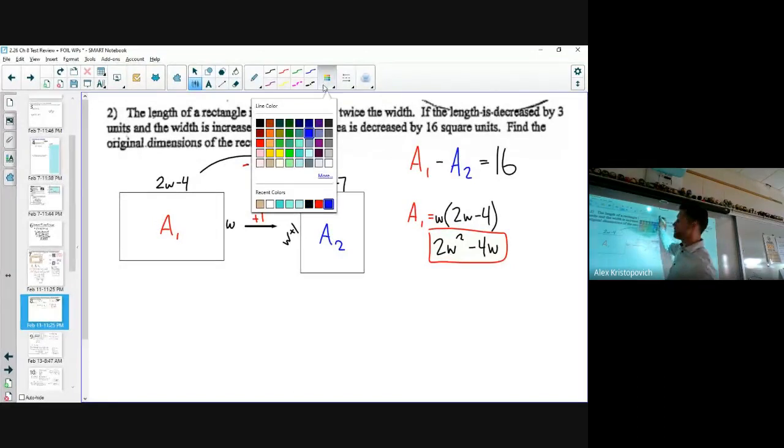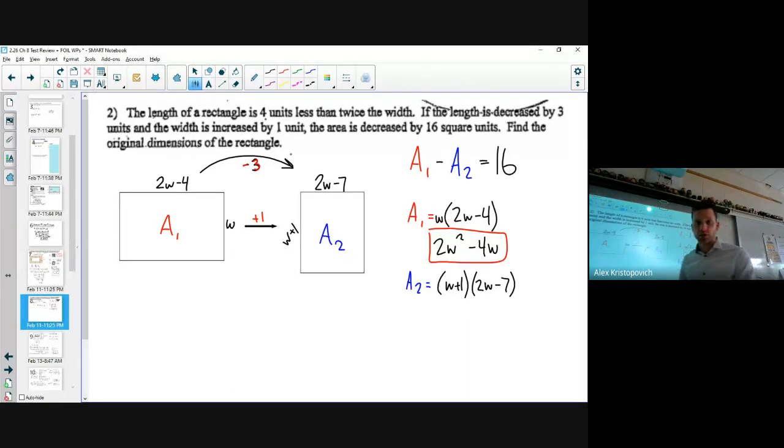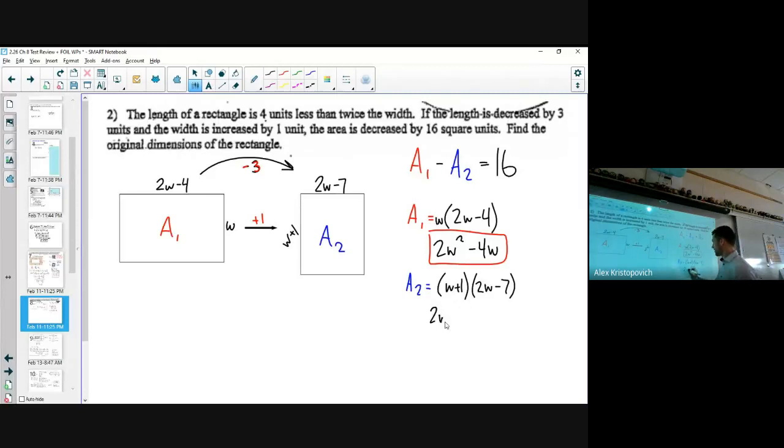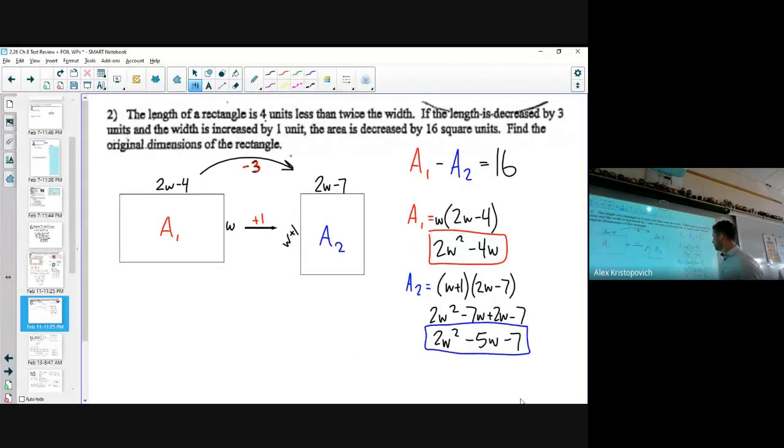Now let's go ahead and do the same thing for A2. A2 is equal to, all right, this one has 2 binomials. So we're going to do W plus 1 times 2W minus 7. Let's find it so we can just plug it in, already simplified. So FOIL: W times 2W is 2W squared. W times negative 7, negative 7W, plus 2W. And then last would be minus 7. So we'll simplify. And there we go. We now have the polynomial that represents the area of A2.